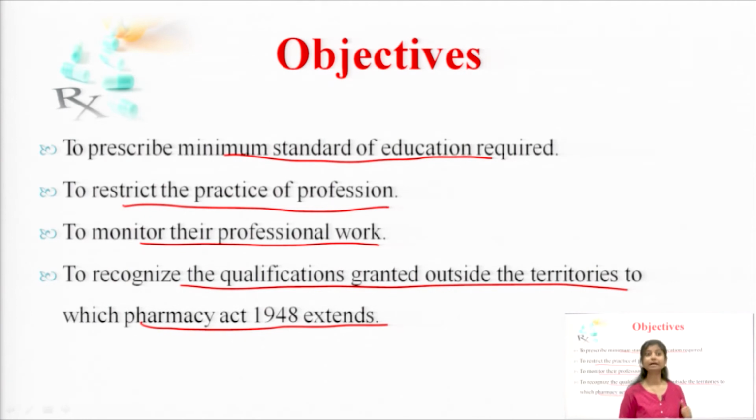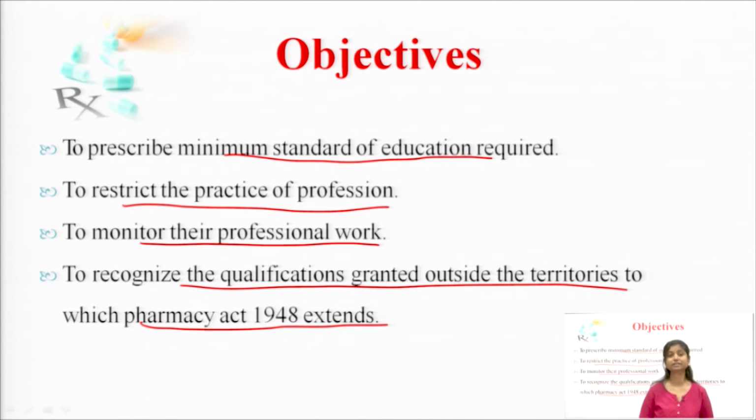So the last point, to recognize the qualification granted outside the territories. For example, if we study outside India, or if anybody in India does a pharmacy profession and goes outside India to do his profession, then what will be the status? If somebody from outside India, after doing his graduation in pharmacy, wants to do his business in India, then what will be the norms? So all these come under this fourth point, that is to recognize the qualification granted outside the territories to which Pharmacy Act 1948 extends.